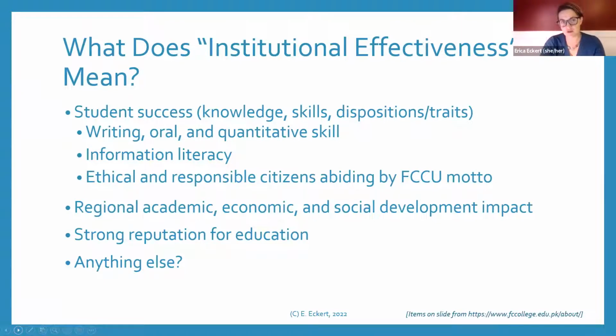And what I see in your mission statement are the following things: that you care very deeply about student success. And that can be thought of in terms of their knowledge, their skills, and the dispositions or traits that they emulate. Examples: writing, oral, and quantitative skills. I saw that in your goals, that you're very focused on making sure your students are effective writers, that they can effectively communicate orally and can manifest quantitative skills.